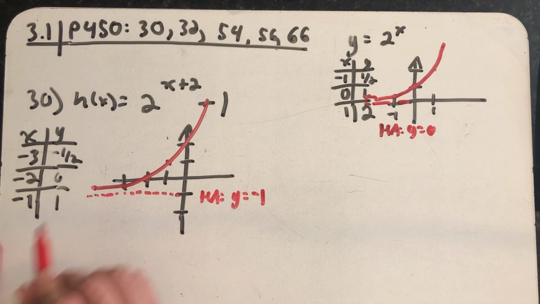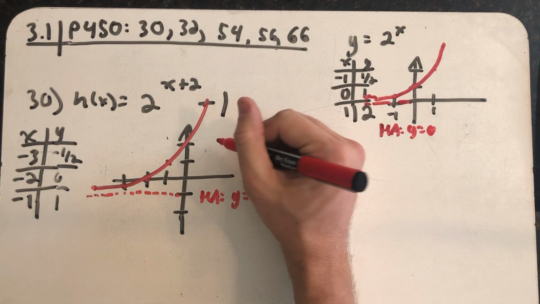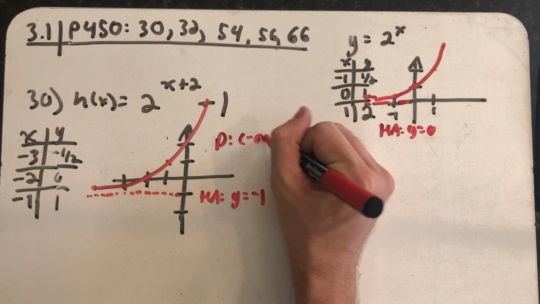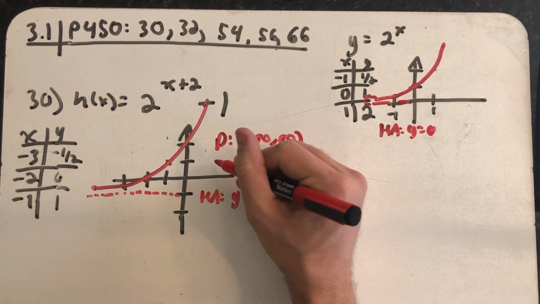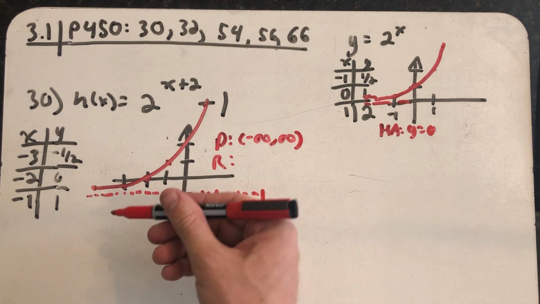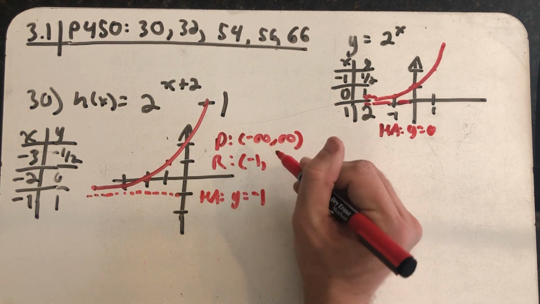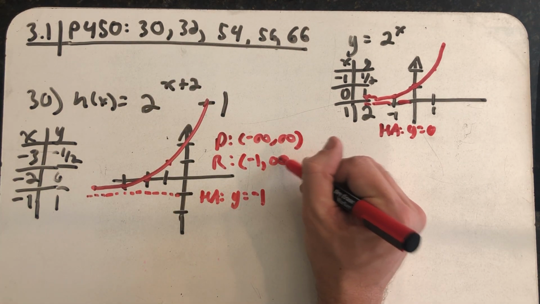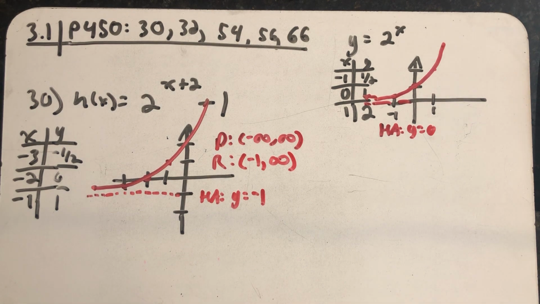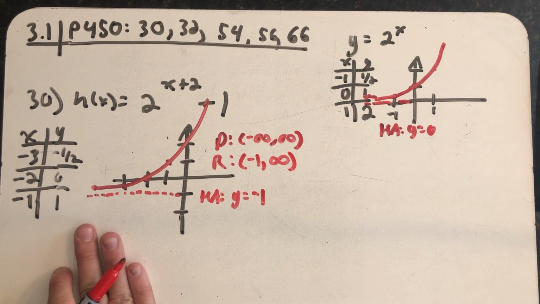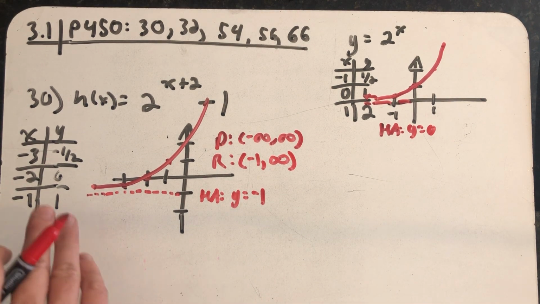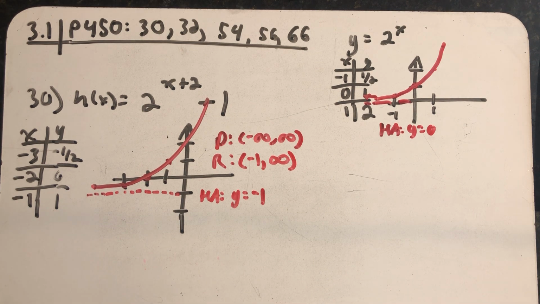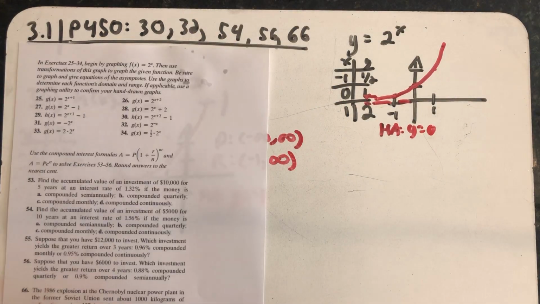All right. Now, I was also asked to write down domains and ranges. Well, the domain for this exponential function is all real numbers, so the interval from minus infinity to positive infinity, and the range, well, just above that horizontal asymptote. So there's number 30, where we've successfully graphed the function h of x equals 2 raised to the x plus 2 minus 1. Next up, we're going to do number 32.